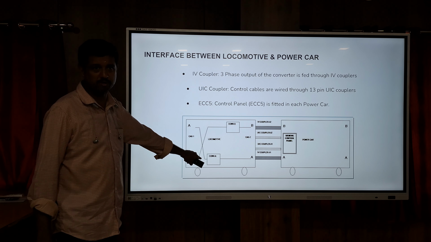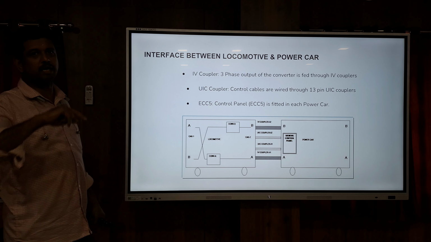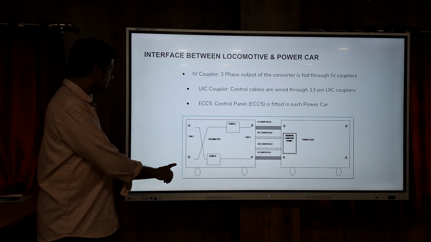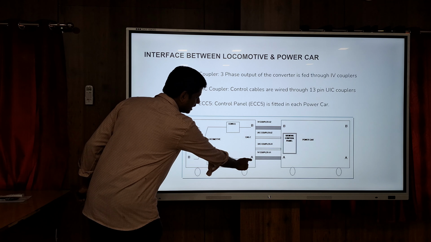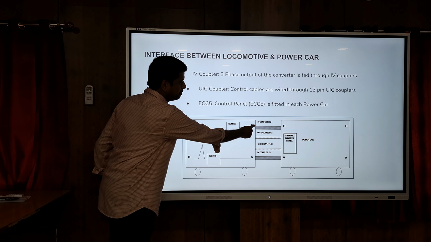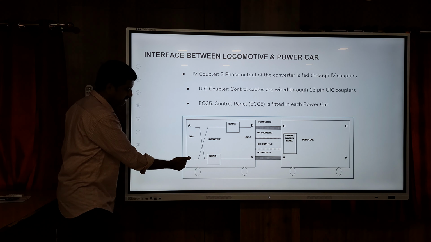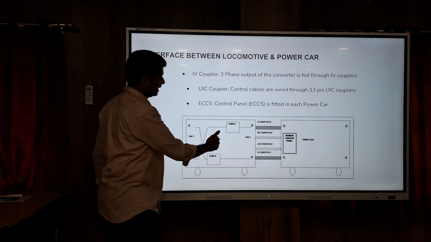This has some importance because based on this connection only, the hot load on and off are all controlled from the power car. Converter A output is connected to the ALP side. Here the ALP will come. Here the LP will come in cab 2. Here the LP will come in cab 1. Converter B is connected to the LP side.